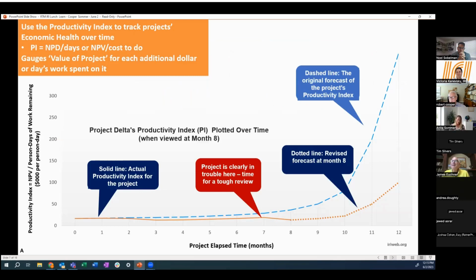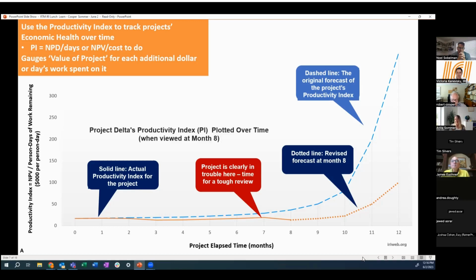Great. So if we look at value, the first step in understanding value is the financial value, right? Economic value. And here we are introducing the productivity index also in the article. And basically that is a measure of output versus input. So what is the net present value of your project, in relation to the dollars that remain to be spent, or the resources needed to complete the project.